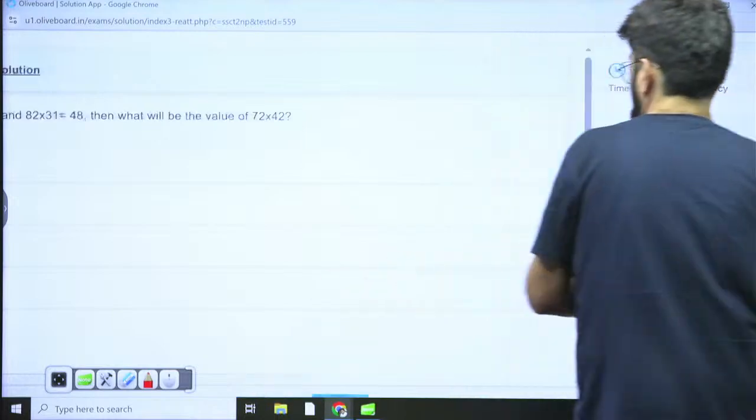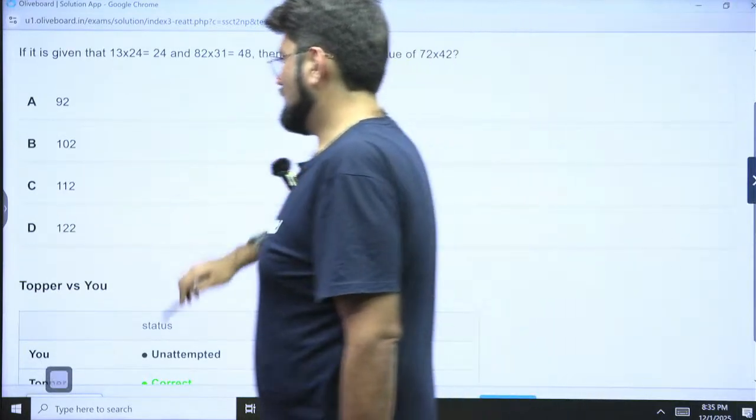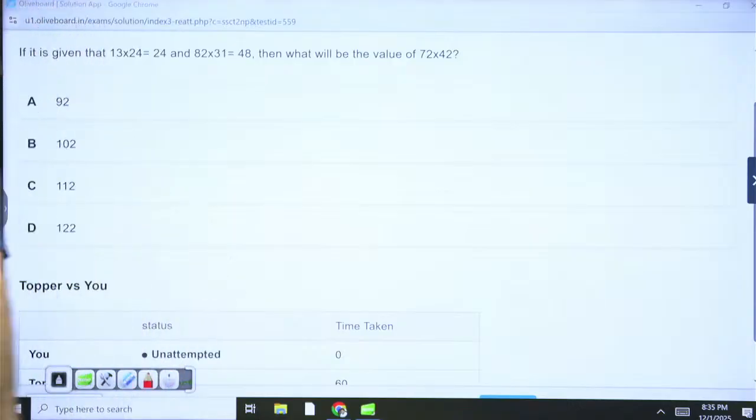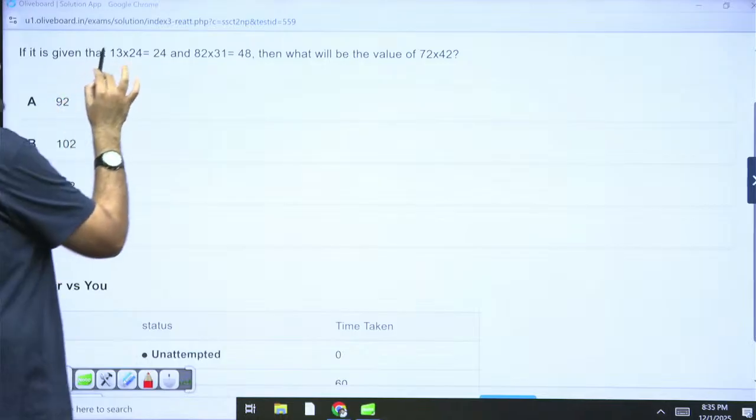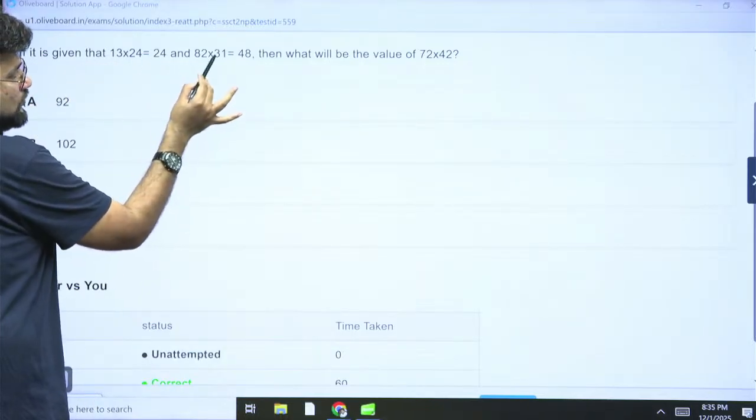You can't take that much to solve such easy questions. Okay, I don't expect such a question, because digit wise breaking is almost discontinued, but anyways, 13 into 24 is 24. You will slightly get confused here, but then you will see 82 into 31 is 48.